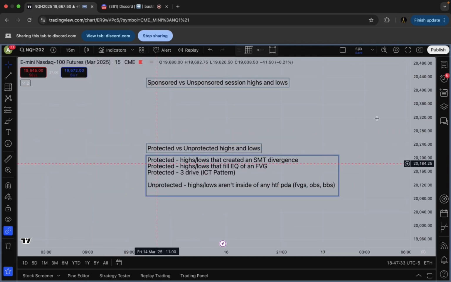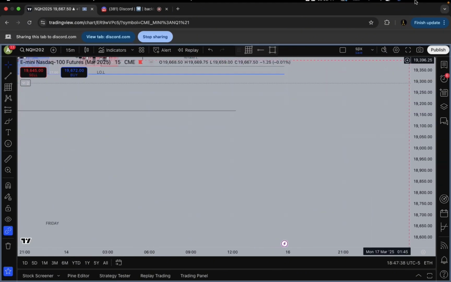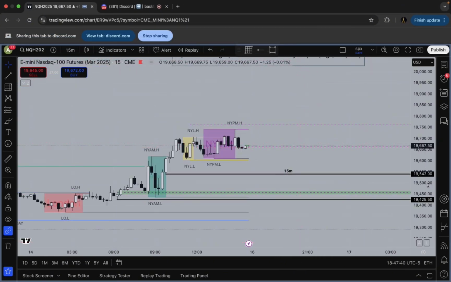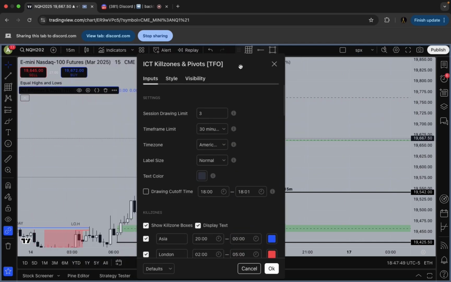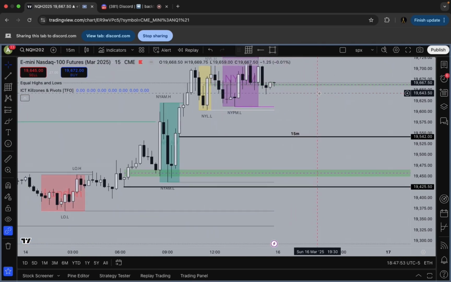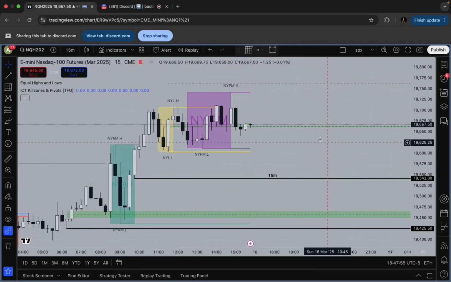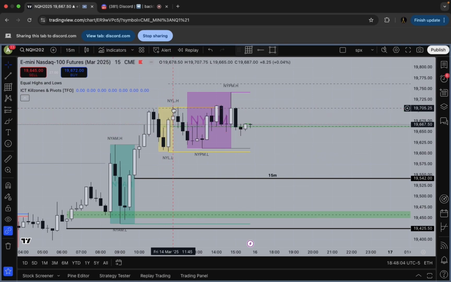And when I'm on the 15 minute, I have this indicator that I recommend for everybody to use. And no, it is not a buy and sell indicator, don't worry. It's the ICT Killzones and Pivots by TFO, I believe. I highly recommend everyone put this on their chart. What this does is it shows you every session of the market, marked out. Here we can see the New York AM session marked out in its own box. We have the Asian session marked out in its own box. And these lines that it leaves are the session highs and lows.